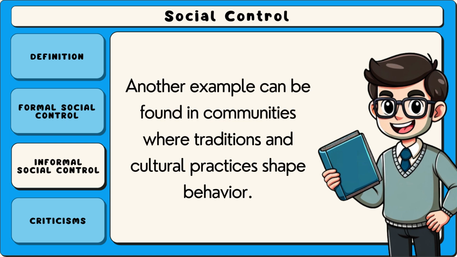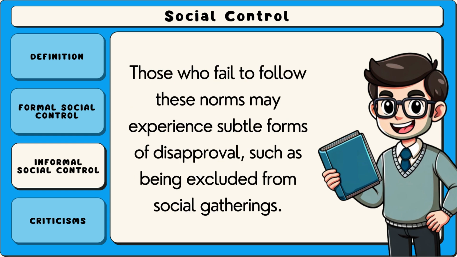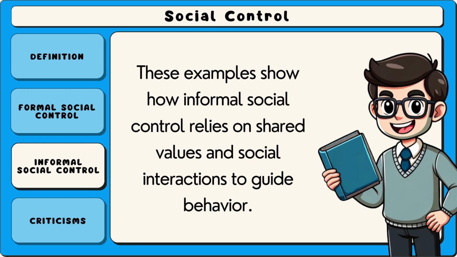Another example can be found in communities where traditions and cultural practices shape behaviour. For instance, in many neighbourhoods, people expect neighbours to greet each other or help during emergencies. Those who fail to follow these norms may experience subtle forms of disapproval, such as being excluded from social gatherings. These examples show how informal social control relies on shared values and social interactions to guide behaviour.